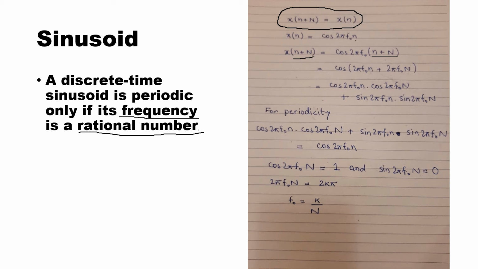Now this is cos alpha plus beta, which is equal to cos alpha cos beta. Sorry, this should not be plus, this should be minus. So cos alpha cos beta minus sin alpha sin beta.